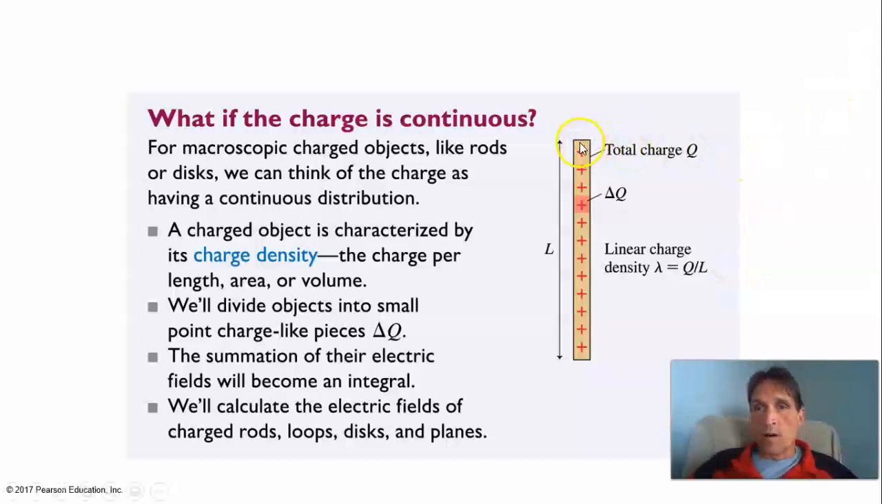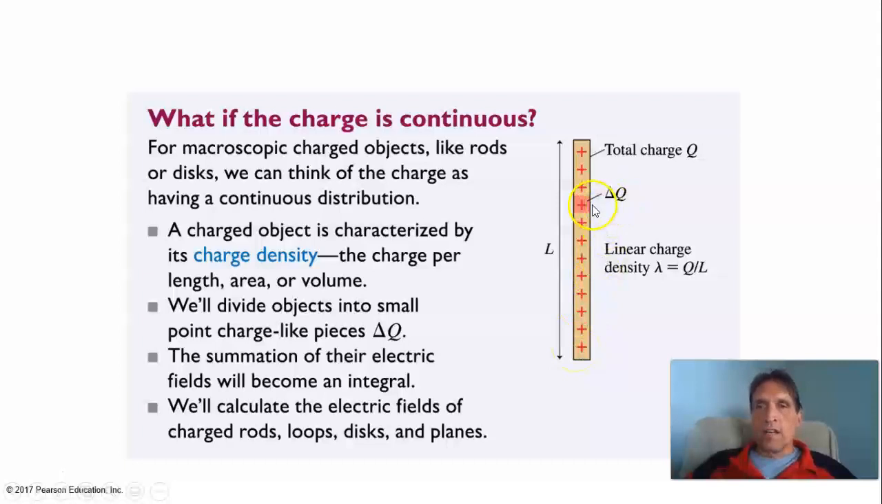So when you have these objects that have continuous charge distributions, let's take for example a rod here or a wire. And suppose the wire has a total charge Q, big Q. We're going to use big Q for the total charge. And suppose that the wire or the rod has a length L. We can take this rod to have a linear charge density, which is charge divided by length. We're going to call that lambda. And lambda is equal to the total charge over the total length, if this charge is uniformly distributed along the wire.